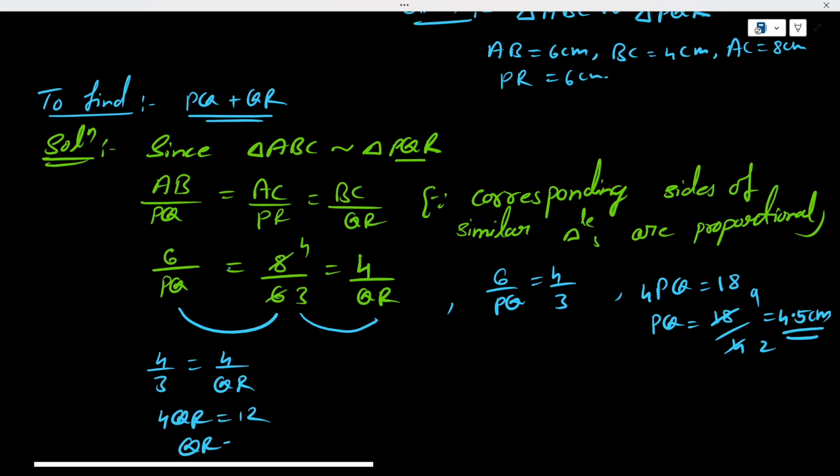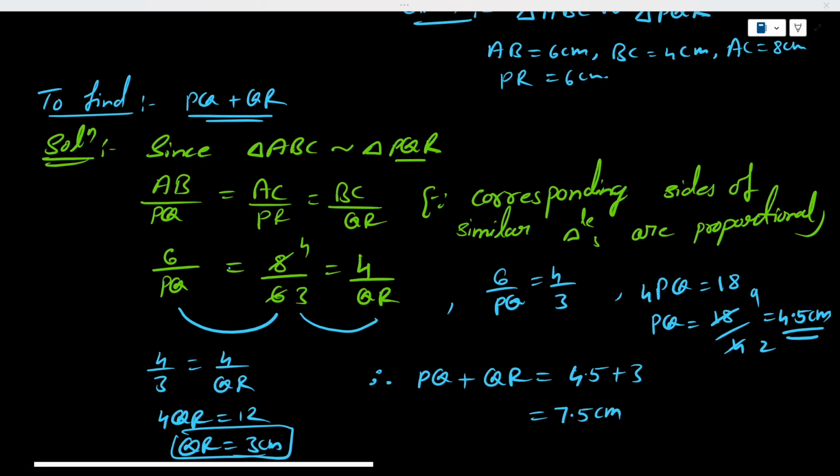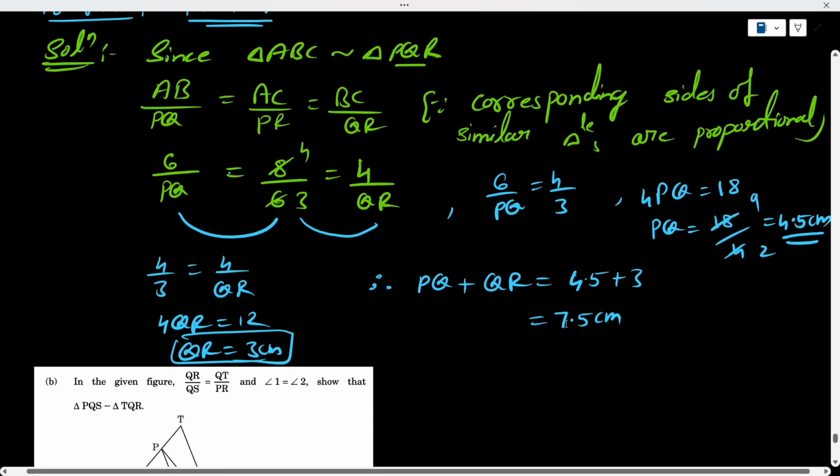So QR is going to be equal to 3 centimeter. Now you've got both the values. So therefore PQ plus QR will be equal to 4.5 plus 3, which is nothing but 7.5 centimeter. So you got the final answer as 7.5 centimeter. That's your answer. Now let us go for the next orbit question here.